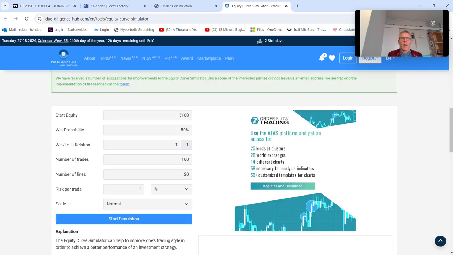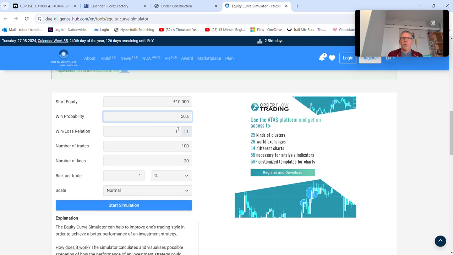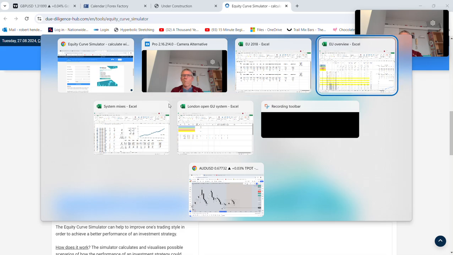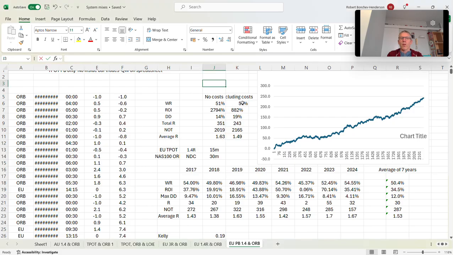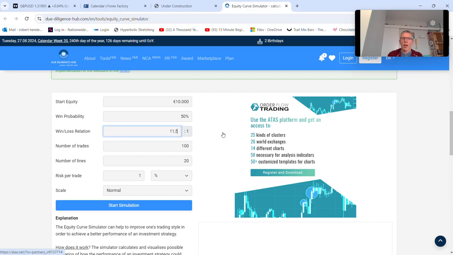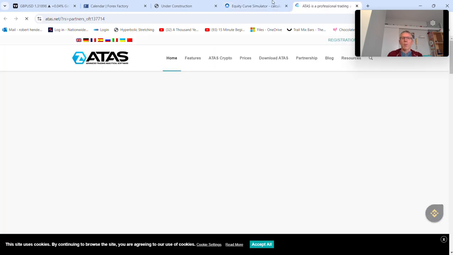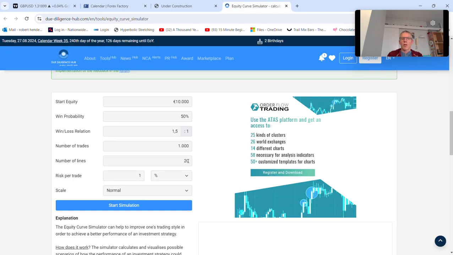So that is what I use for an equity curve. So if I say I put in 10,000 as a starting rate, I've got a 50% win rate. I'll leave it at that. And so it is 51 technically, but I'd always under-estimate, and then it's 1.5 to 1.6. So I put that as 1.5. Let's put 1,000 in, and then number of lines 100. So that's basically the same as my backtesting data there.